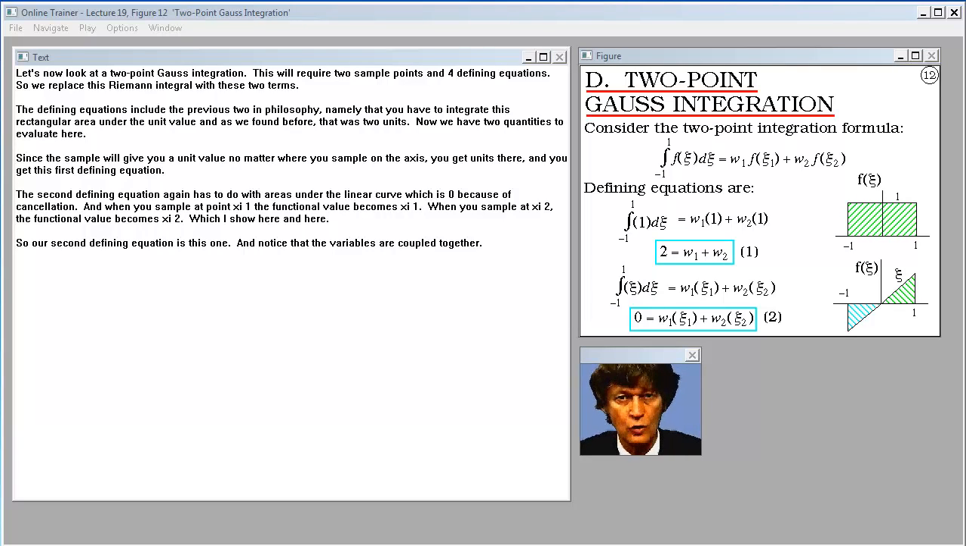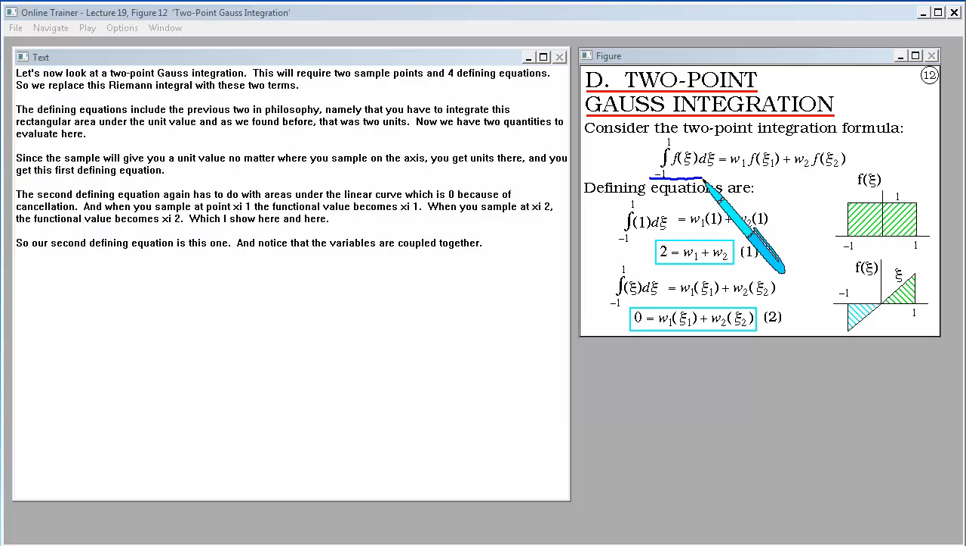Let's now look at a two-point Gauss integration. This will require 2 sample points and 4 defining equations. So we replace this Riemann integral with these 2 terms. The defining equations include the previous 2 in philosophy, namely that you have to integrate this rectangular area under the unit value. And as we found before, that was 2 units.